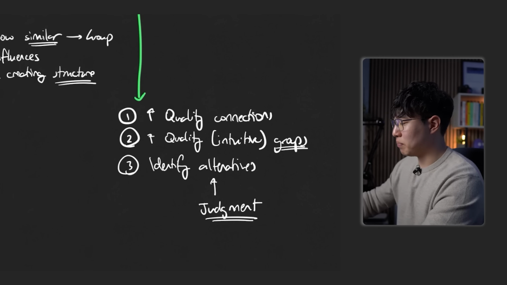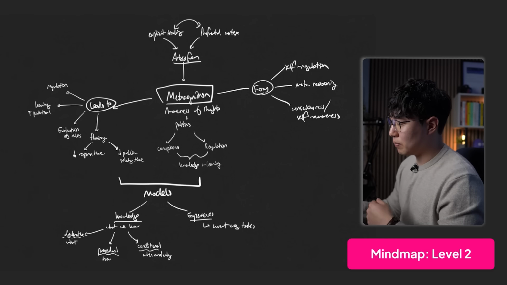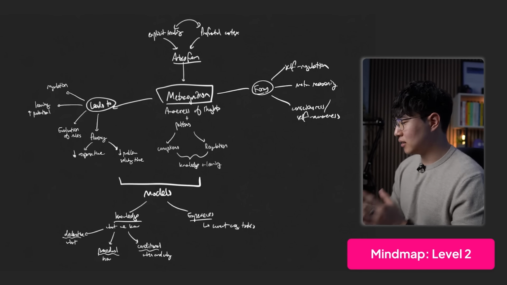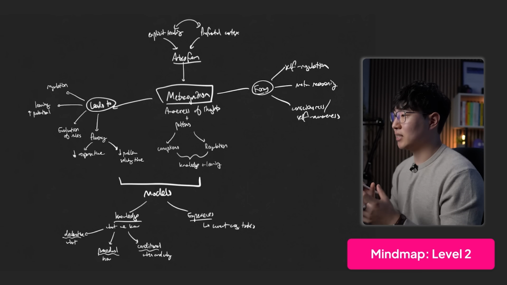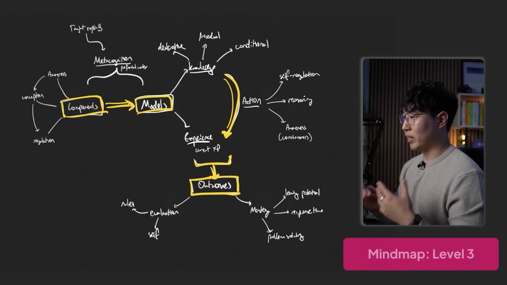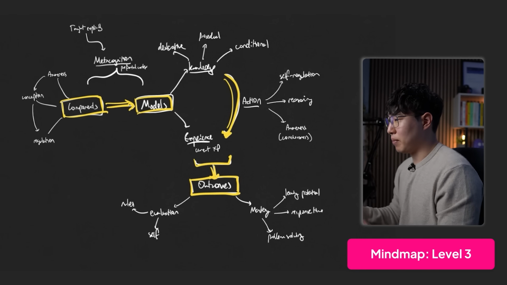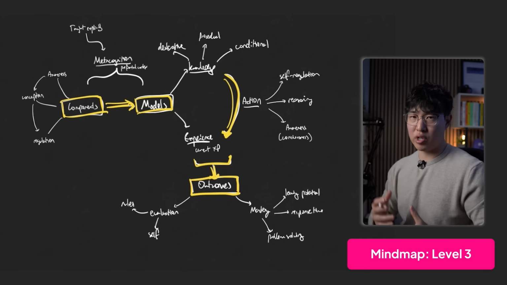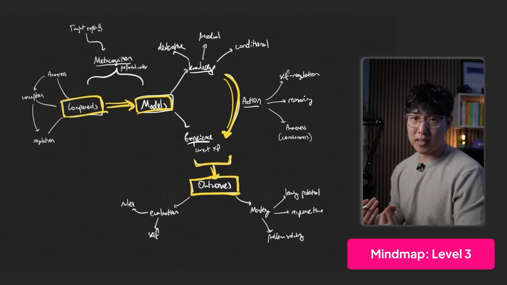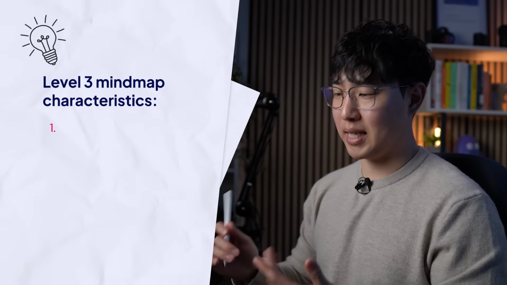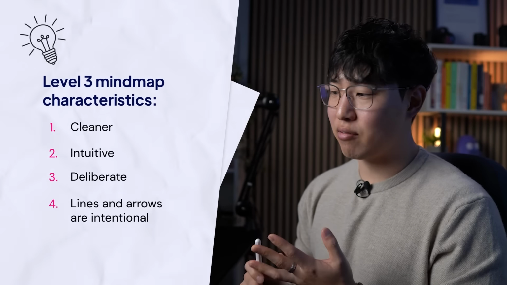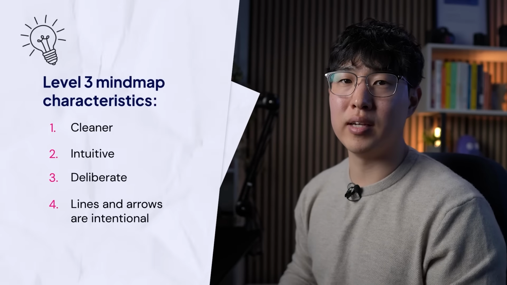For example, here's that little map that I made before at level 2, and then here is the exact same map with essentially the exact same information, but just grouped and structured differently. So at level 3, I'm actually thinking about these alternative ways of structuring the information and arranging them in a way that makes more sense to me. At level 3, our mind maps are becoming cleaner, more intuitive, more deliberate. The lines and the arrows and everything that I'm putting on there is more intentional.